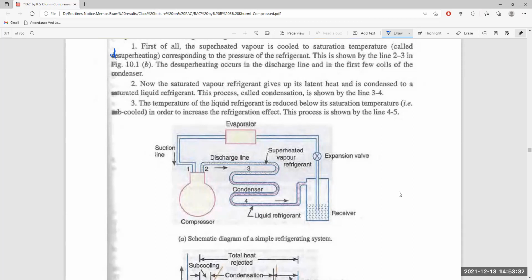Next, the saturated vapor refrigerant gives up its latent heat and is condensed to a saturated liquid refrigerant. The saturated vapor refrigerant releases its latent heat, then is converted to saturated liquid refrigerant. This is called condensation. The temperature of the liquid refrigerant is then reduced below the condensation saturation temperature in order to increase the refrigerating effect. This is process 4 to 5.